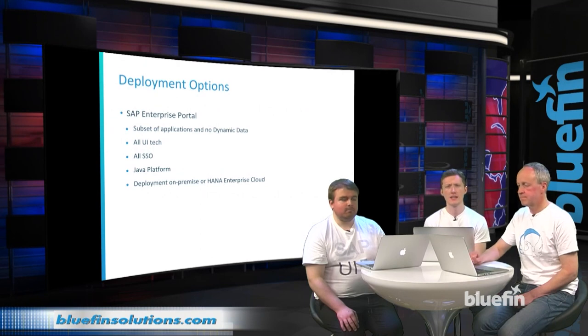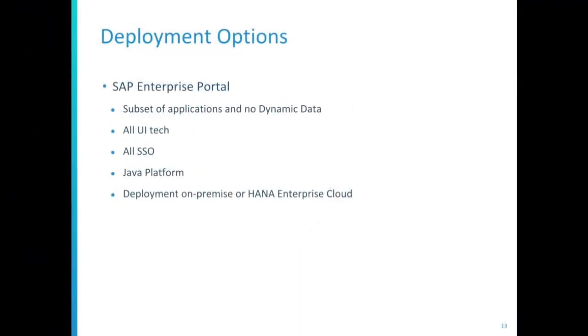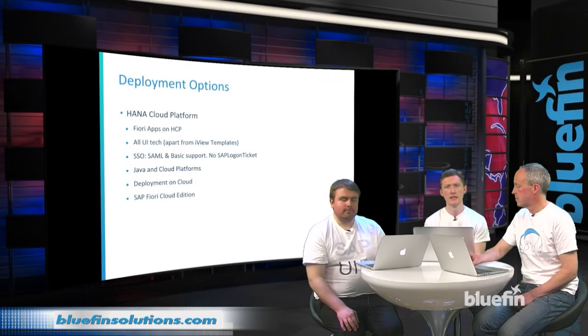Next slide. And then we've got the SAP Enterprise Portal, which supports a substantially reduced subset of applications. But it does support all the UI technology, which means you could add in bespoke applications easily enough. It also supports all the SSO options as well. Again, much like the ABAP front-end server, that runs on ABAP and is deployed either on-premise or via HANA Enterprise Cloud, which is great.